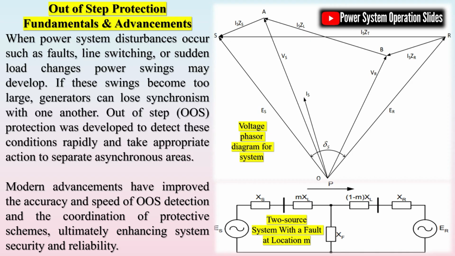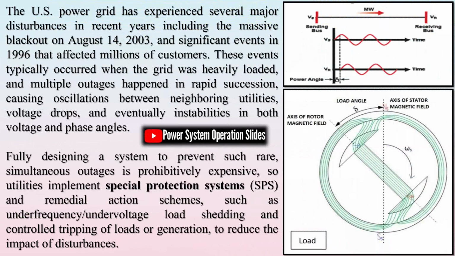Modern advancements have improved the accuracy and speed of OOS detection and the coordination of protective schemes, ultimately enhancing system security and reliability. The United States power grid has experienced several major disturbances in recent years, including the massive blackout on August 14, 2003, and significant events in 1996 that affected millions of customers.